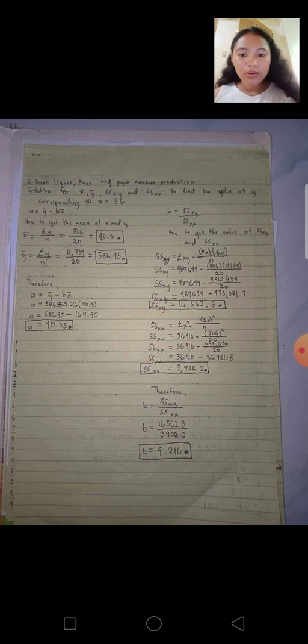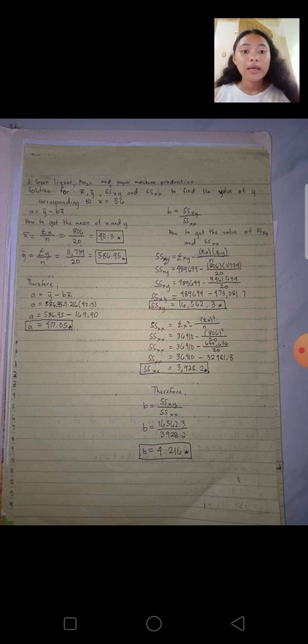Then mean y is equal to summation of y over n, which is ang sum sa y kaganina sa table is 11,739 over 20, and it resulted to 586.95. So nakuha na nato ang value ni mean x and ni mean y. Therefore, makasolve na ta para makuha nato ang value ni A.